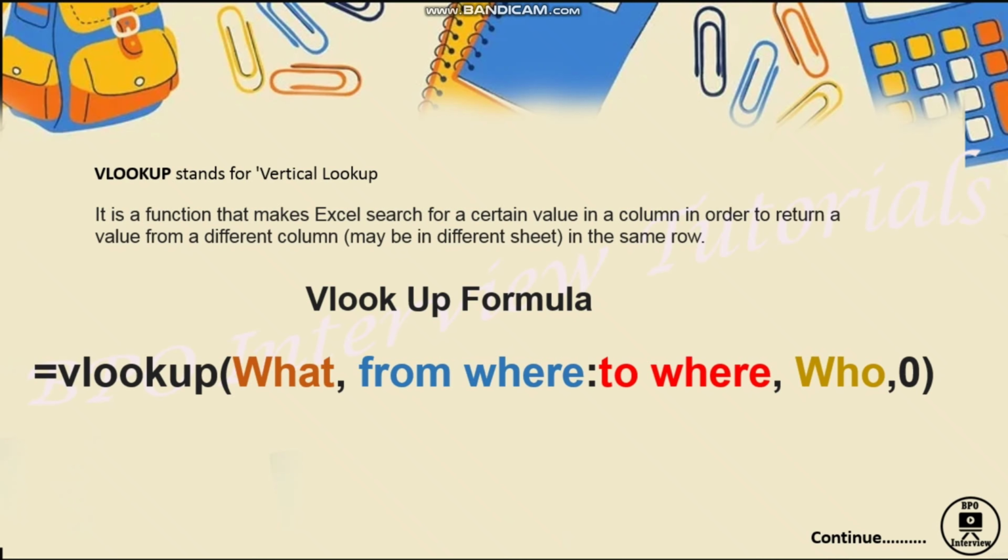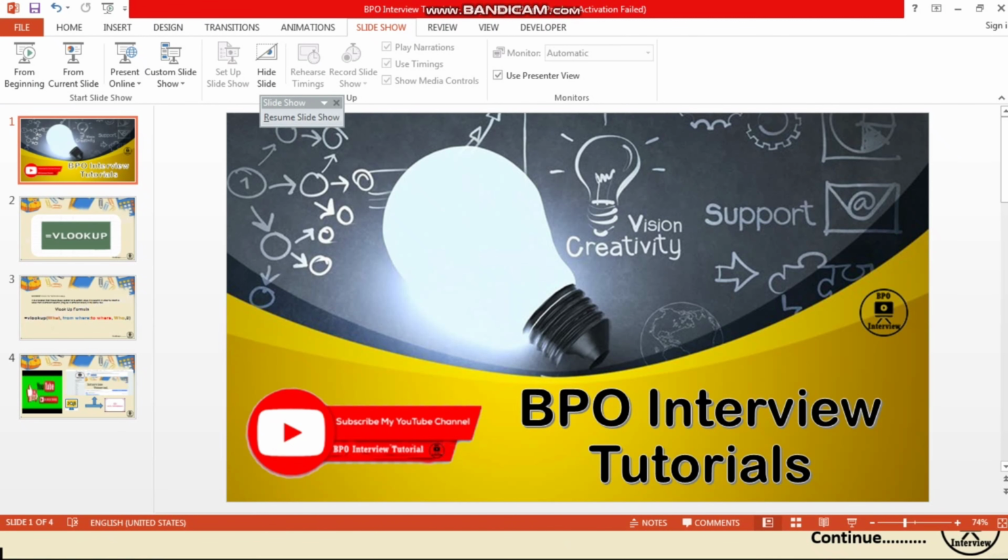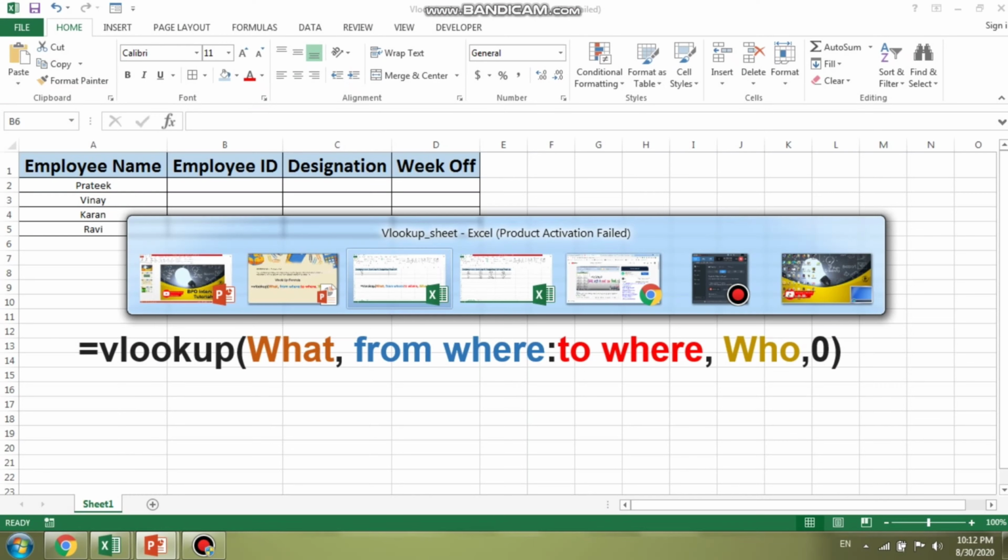The VLOOKUP formula is very easy guys. You just need to follow this particular formula which is visible on your screen: equal to VLOOKUP, what, from where, to where, who, and the last 0. I will show you with an example so you get a clear idea of how to use VLOOKUP. Let's start with an Excel example guys. So we will move directly to our sheet.